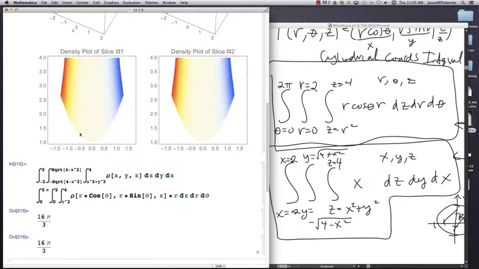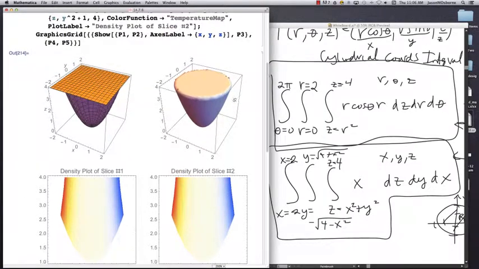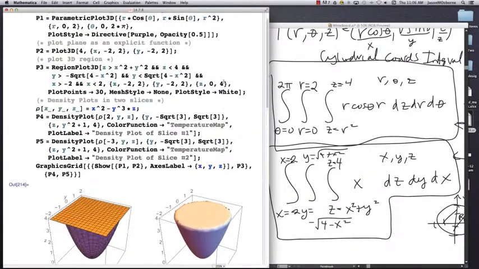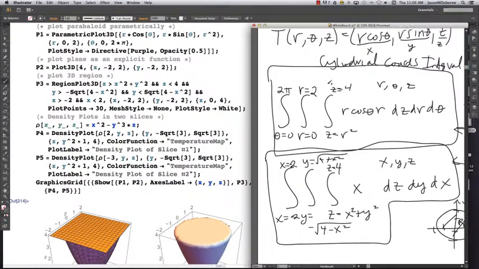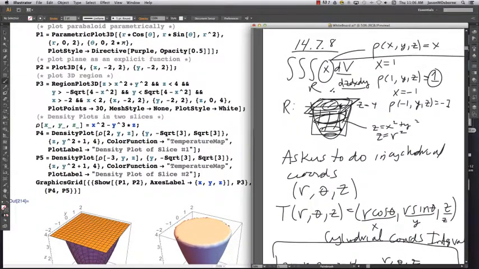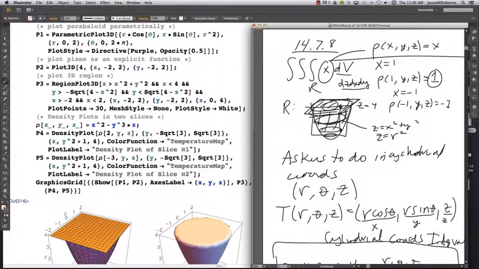We found a density function where in one system you get 16 pi over 3, and for the other integral you should get the same answer. If you had to do one of these problems by hand, one of these integrals would probably be easier than the other. And I usually think that it's probably this one because of the lack of square roots. Alright, so that ends that example of problem 14.7.8 in cylindrical coordinates.